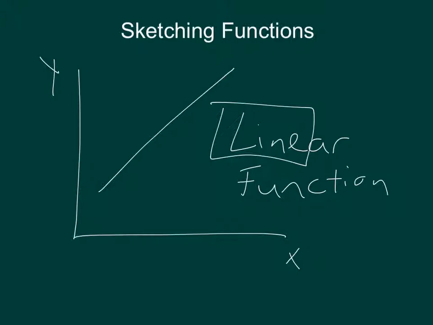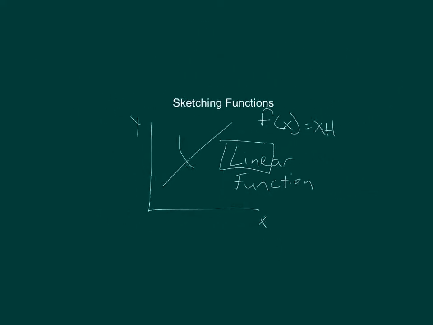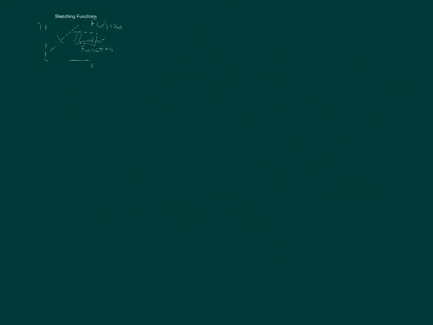So this would be like any sort of function that you know, like f of x equals x plus 1. That would be a linear function. It'll always be in a straight line. Let's look at some different types of functions. Put that one away for now.